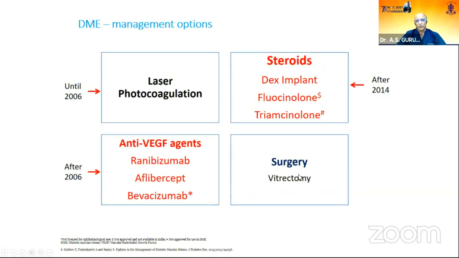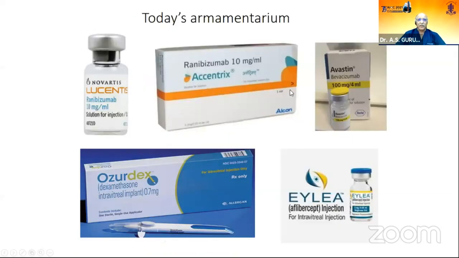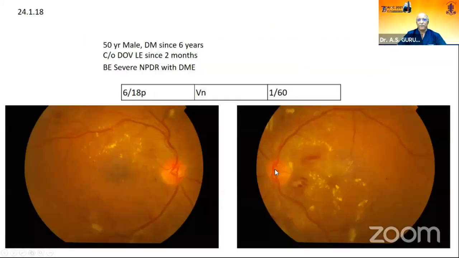Surgery is what we use for traction. So what you're left with is steroids and anti-VEGF drugs. And this is what we have in our armamentarium today: bevacizumab, ranibizumab, aflibercept or VEGF trap, and Dex implant. So let us come to some case examples.